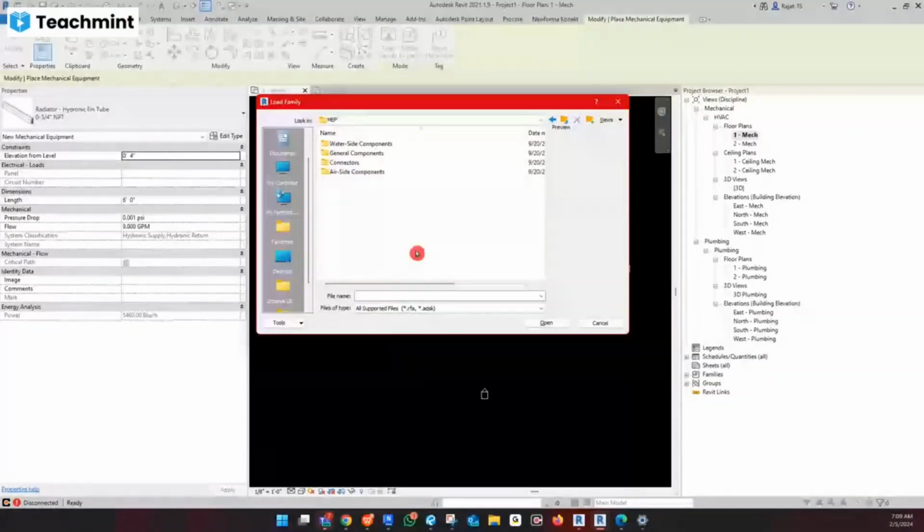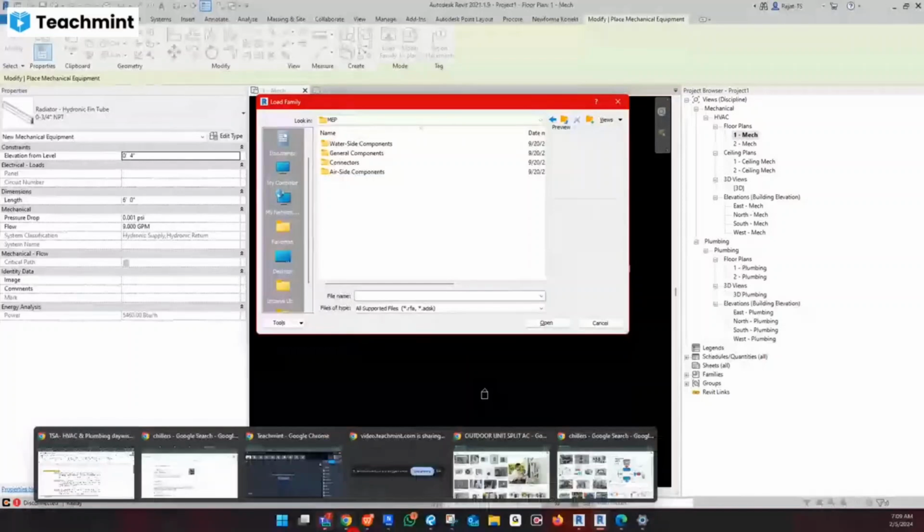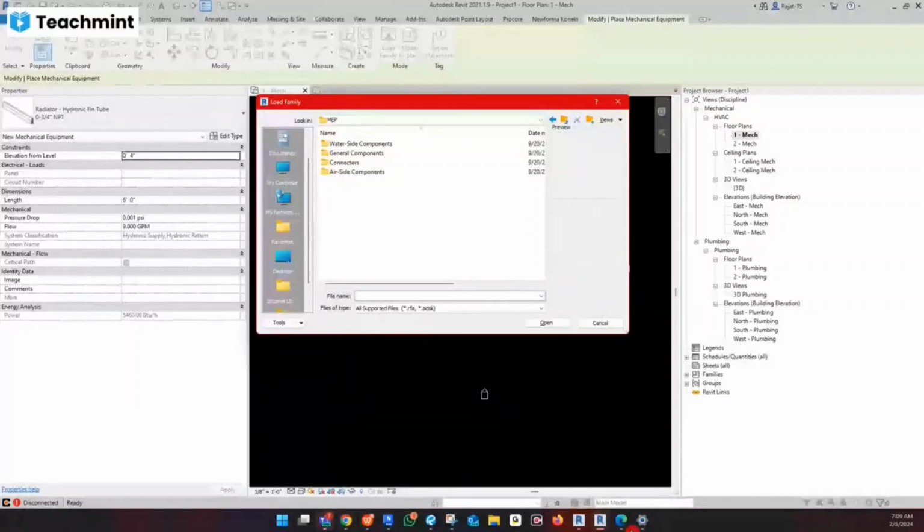Just let me know, are chillers water components or air components? For right now, we just learned chiller. What is the function of a chiller? To convert the temperature of the hot water to cold water. So obviously, all the connections should be pipe connections, right?